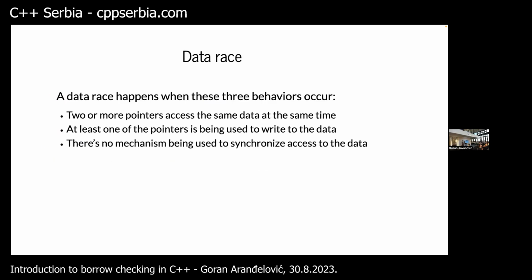While we are at data races, this is maybe a vague definition of a data race, but I would say pretty accurate. When two or more pointers are accessing the same data at the same time, and at least one of them is used to write to the data, and of course, if there is no synchronization mechanism, that is the recipe for a data race. So data race, not a race condition. There are different terms.